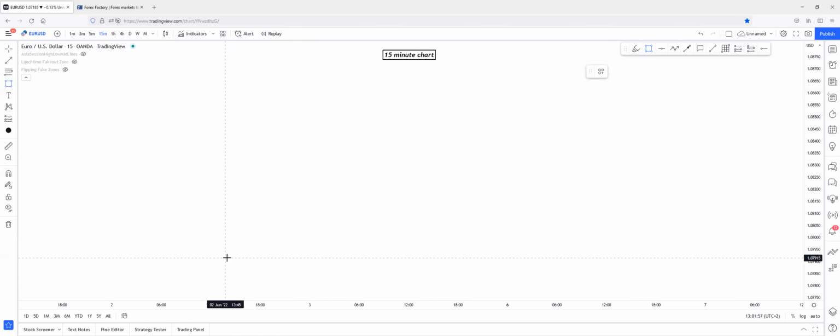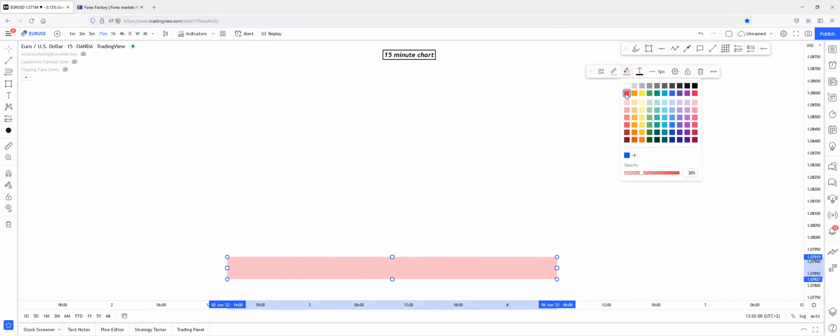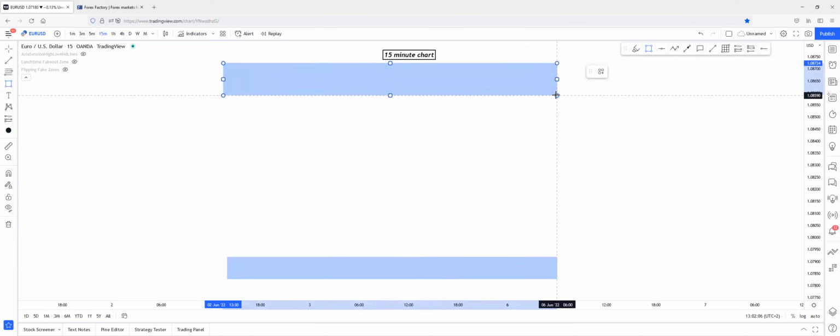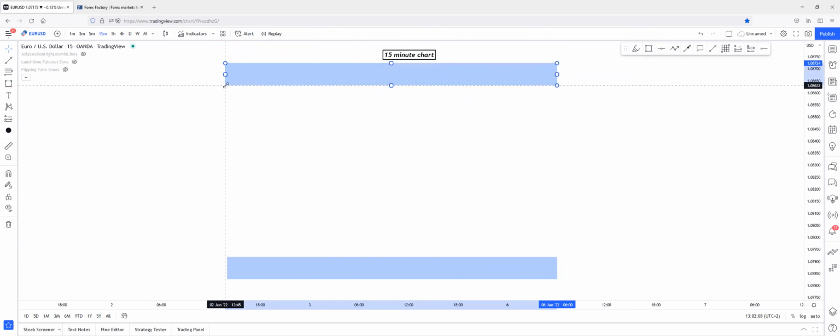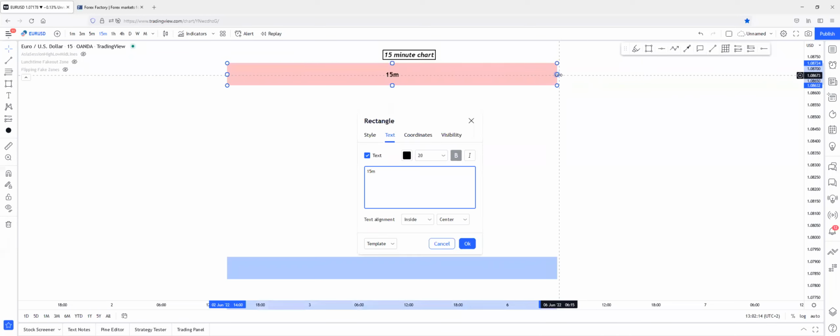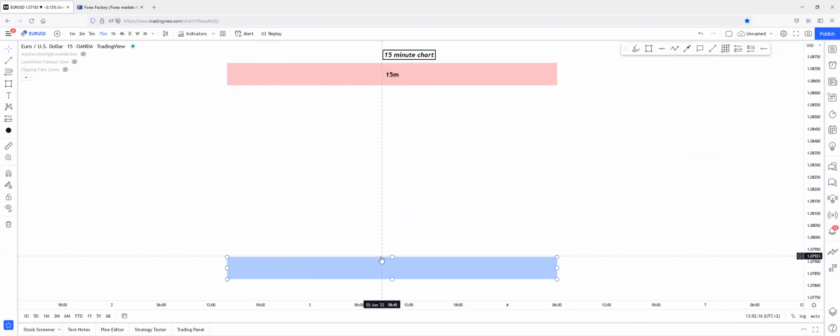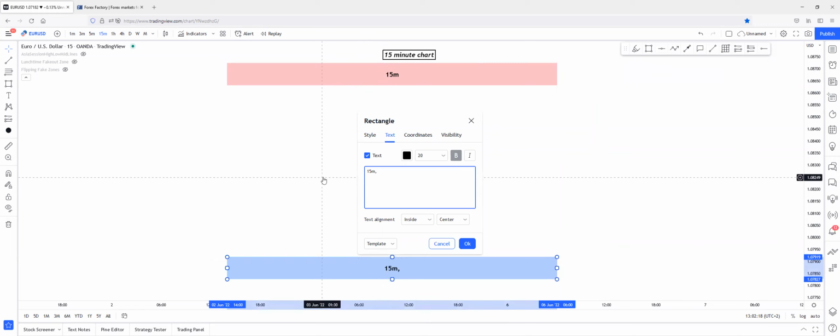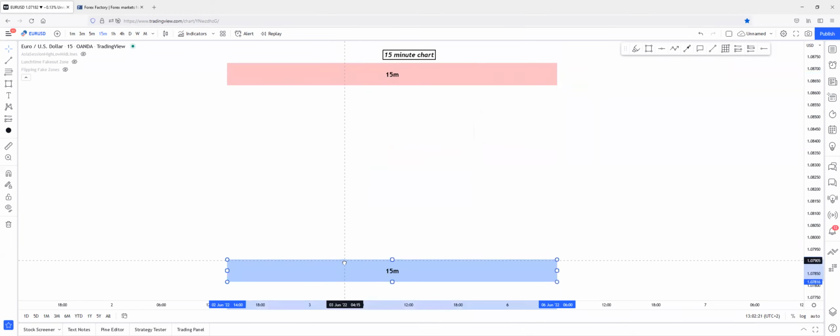For example, here's a demand zone. Let's say here's a demand zone. Above this demand zone, there's a supply zone, right? This is how it looks like. I will change the color. All of these zones are 15-minute zones. So this is a 15-minute zone, and this is a 15-minute zone too. Okay, how can you trade between these zones?